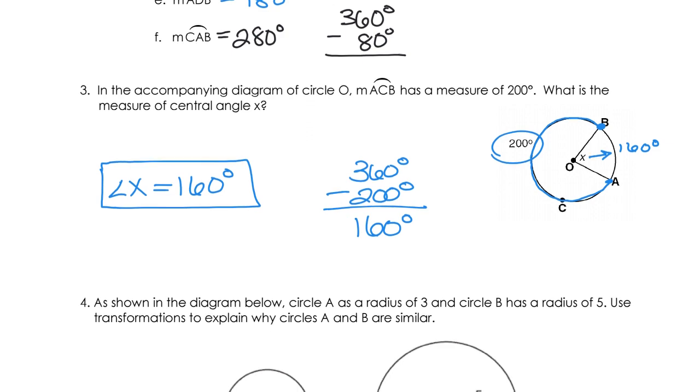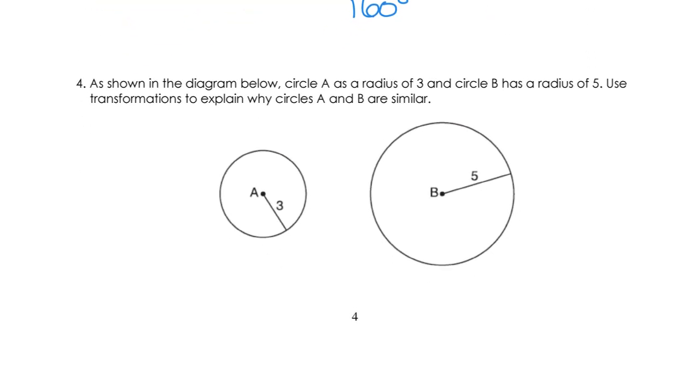Okay, last question there, guys. Number 4 says, as shown in the diagram below, circle A has a radius of 3 and circle B has a radius of 5. Use transformations to explain why circles A and B are similar.